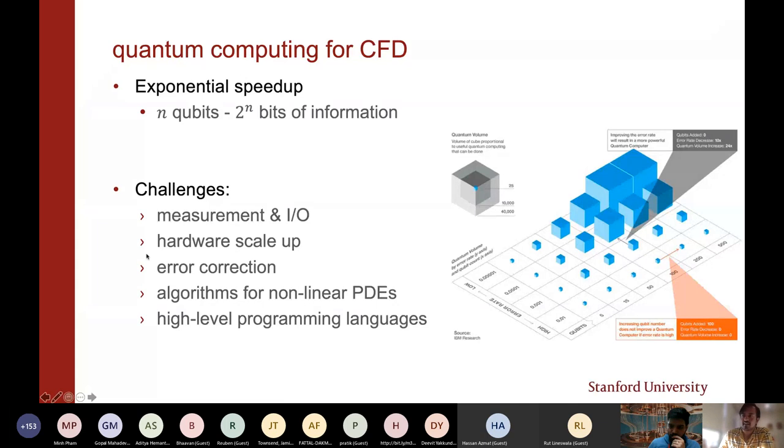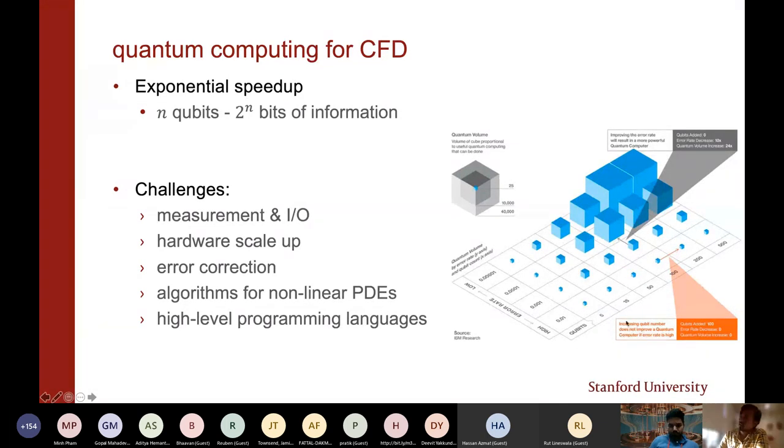Some of the challenges are that hardware still needs to be scaled up, we need error correction methods, we need algorithms for nonlinear PDEs, and also high level programming languages. Here on the right is a schematic of what they call quantum volume. It's just a representation to show how much actual computation can be done.